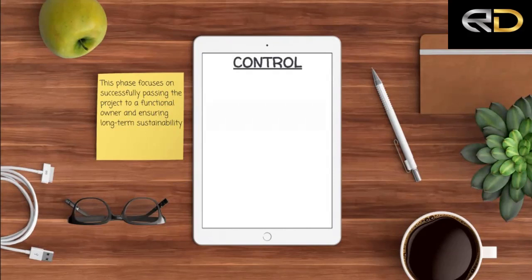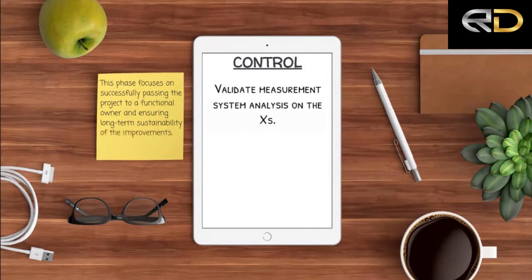So that means we are going to try the improvement ideas for some time, and if indeed that solves the problem, we are now going to pass it on to the process owner. So here now, the first thing that you do in the control phase, we need to validate the measurement system analysis on the X's. And in this case, the main X was missing information.